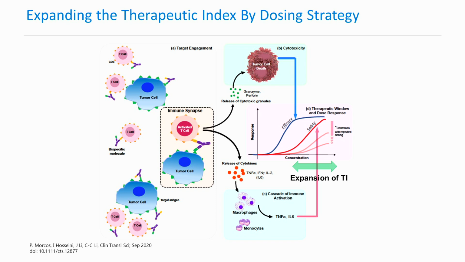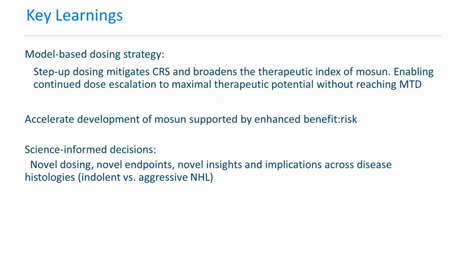Step-up dosing works by keeping the first dose low on the exposure safety curve where it's most potent, and then escalating the target doses later to maximize efficacy with a reduced potency for CRS. In summary, the key learnings from this experience: the model-based dose selection strategy led to enhanced therapeutic index and science-guided dose escalation to maximize the therapeutic potential and accelerated the development of Mosun.